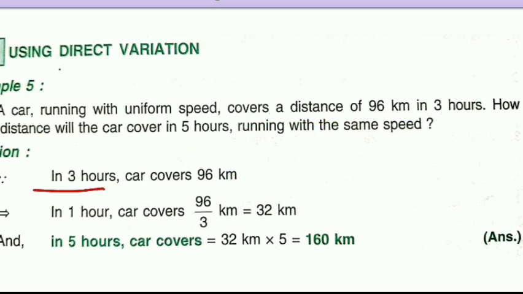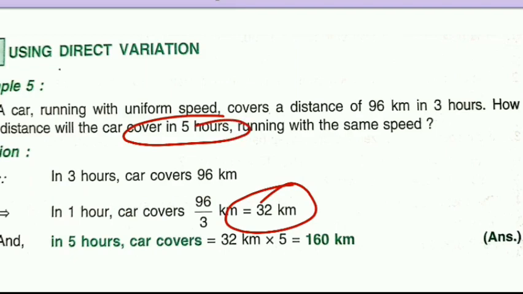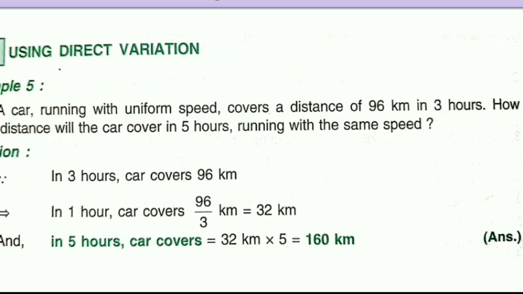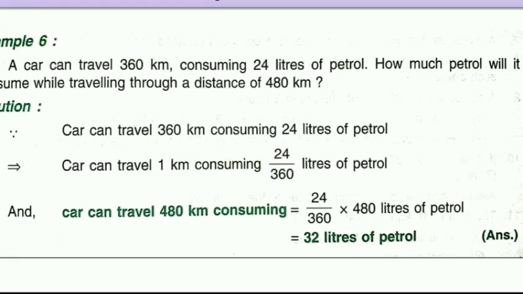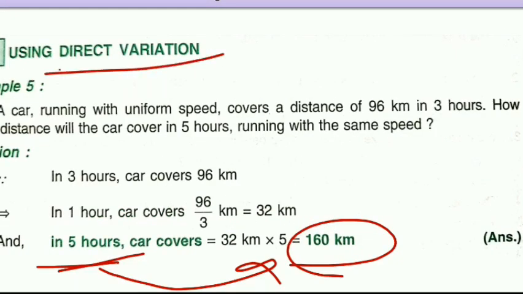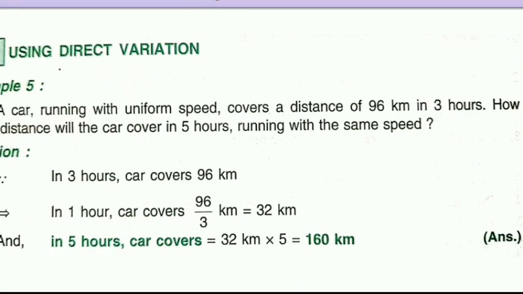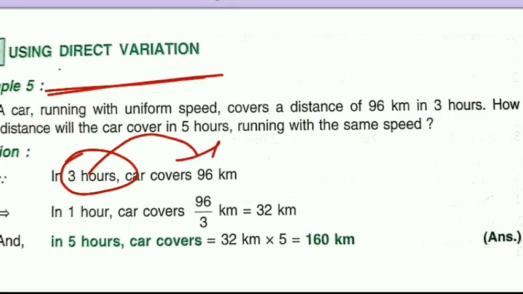In 3 hours the car covers 96 kilometers. So in 1 hour the car will cover 96 by 3 kilometers, which means 32 kilometers. Now we have to find the value for 5 hours. We know the value for 1, now we find the value for 5. So in 5 hours the car covers 32 into 5 kilometers, which means 160 kilometers. We have used direct variation here, because as the time increases, the distance covered increases.